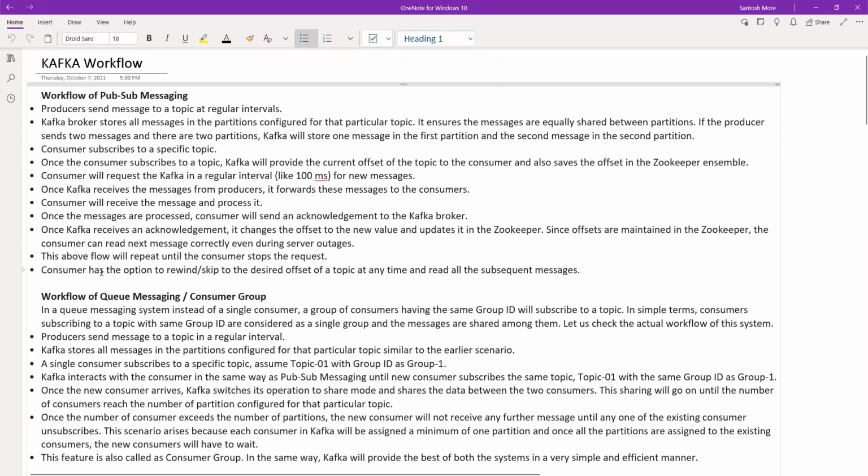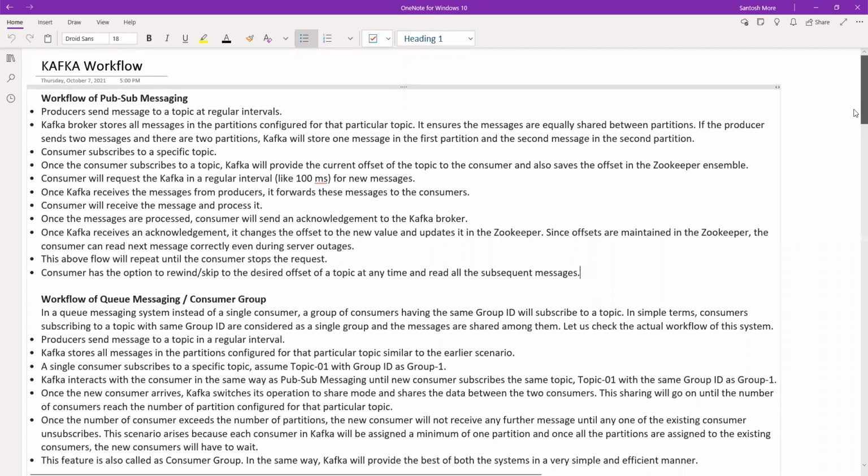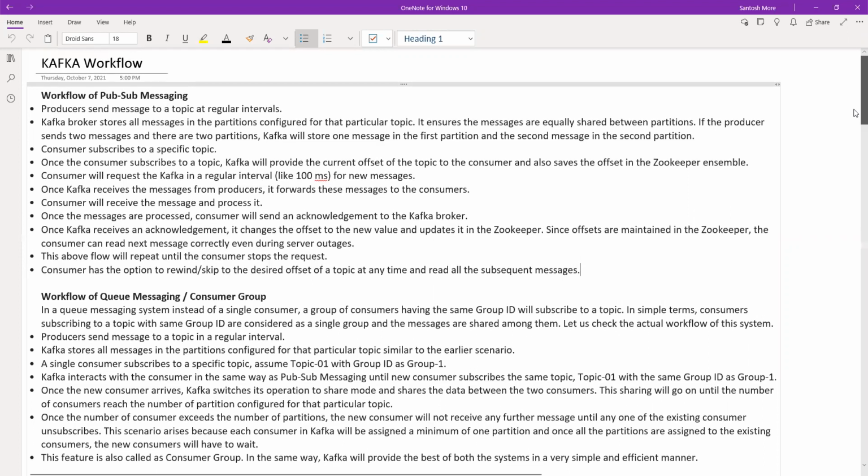Also, the consumer has an option to rewind or skip to the desired offset of any topic and read all the subsequent messages. The offsets are not queue based, because all the data is persistently stored as a write-ahead log. So you can always rewind, skip and do anything with the offsets, and that is the beauty of it, because it's not like once you read a message it goes out of the queue. That's not the way it is here, right?